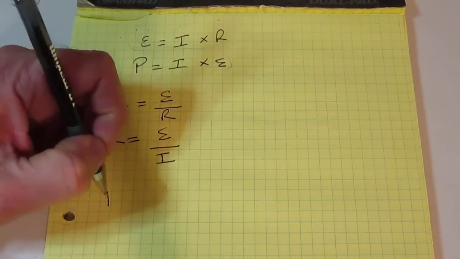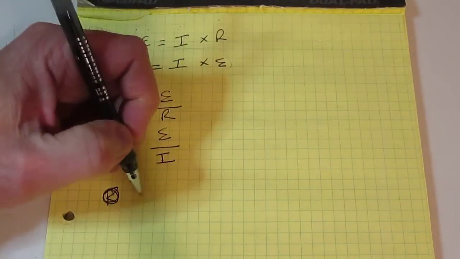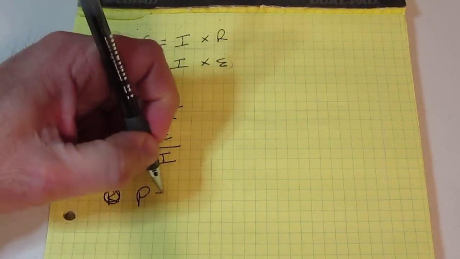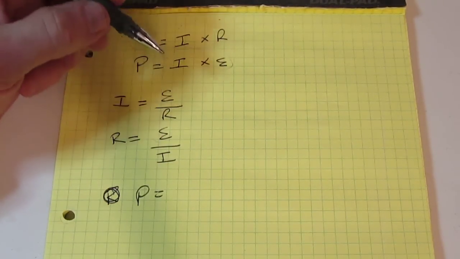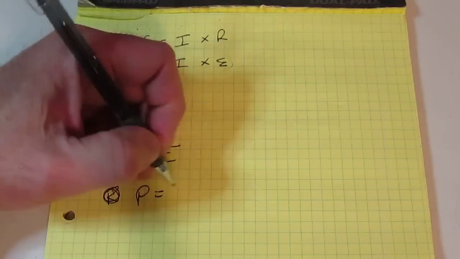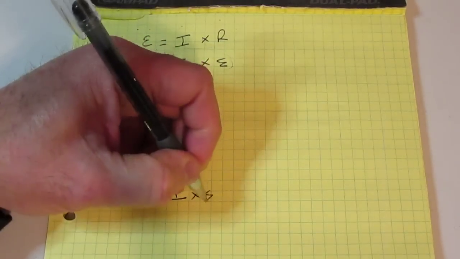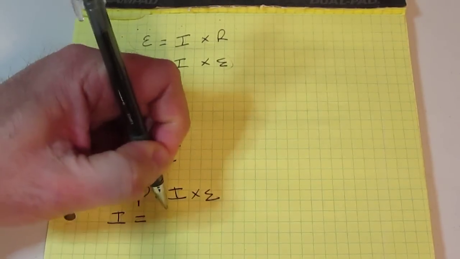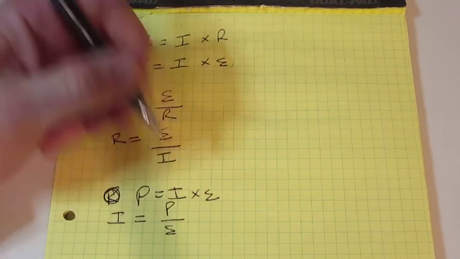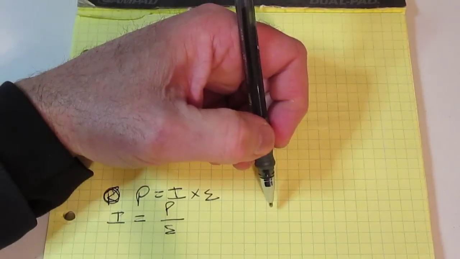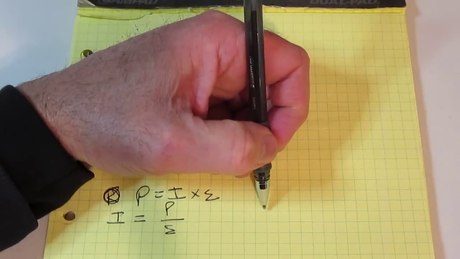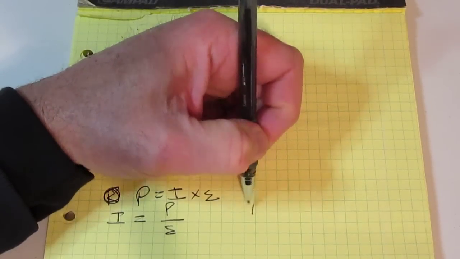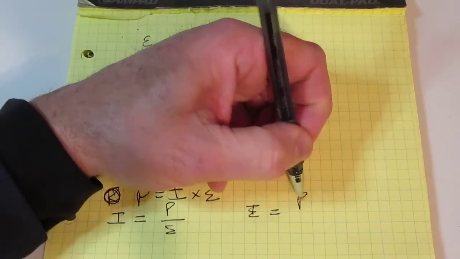And for power, let's do that again. For power, same idea. I times E, and if you solve for I, I believe it's P over E. And if you solve for E, it equals P over I.